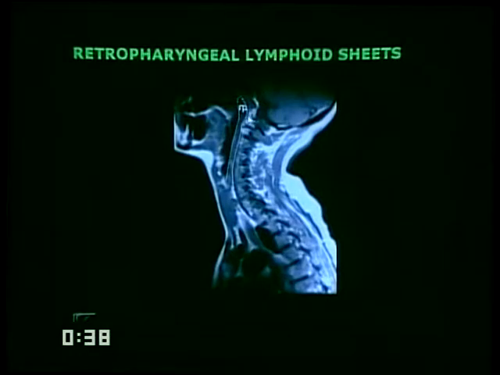For example, this doesn't look very pathological. These are retropharyngeal lymphoid sheets, but they are thickened. They're thickened more than usual. This is just reactive lymphoid hyperplasia secondary to an upper respiratory infection. Lymphoma could present exactly like this in its early stages. You want, as a radiologist, to be able to catch this before it blocks off the entire airway and has systemically spread.